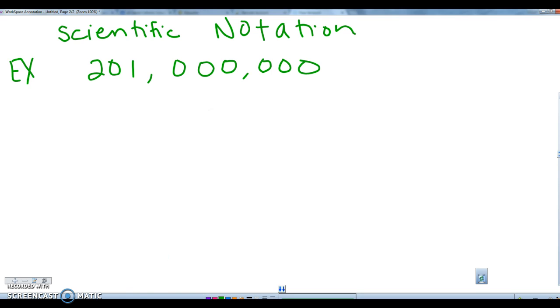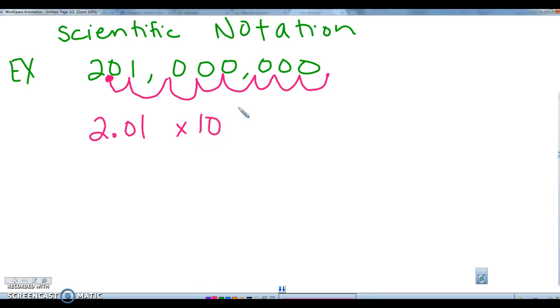So what I do is I find the decimal at the very end, because that's usually where it is, and I move it in so that there's only one number in front of the decimal. So 1, 2, 3, 4, 5, 6, 7, 8 places is how far I moved it for this number. So I have 2.01. I can stop after the last digit that is not 0. And then I do times 10 to the however many places I moved it. So in this case, I moved it 8 places, so I do times 10 to the 8th.